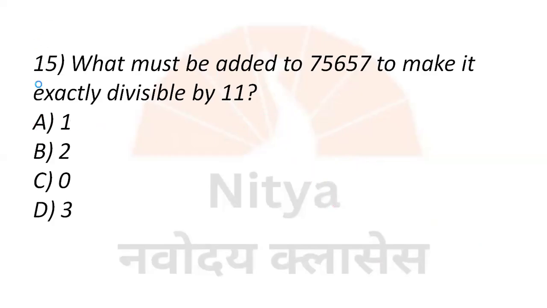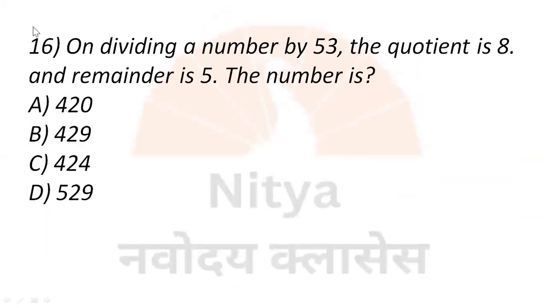Next one. On dividing a number by 53, the quotient is 8 and the remainder is 5. The number is? Okay, see the question: on dividing a number by 53. It means they have given the divisor, 53, and the quotient is 8 and the remainder is 5. So we have to find the dividend.